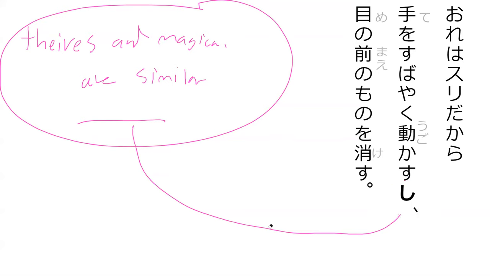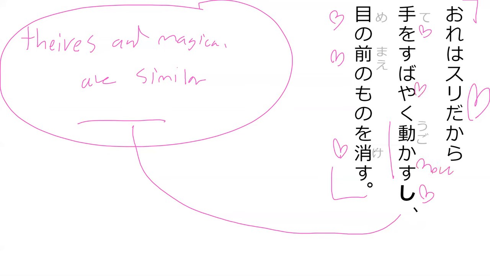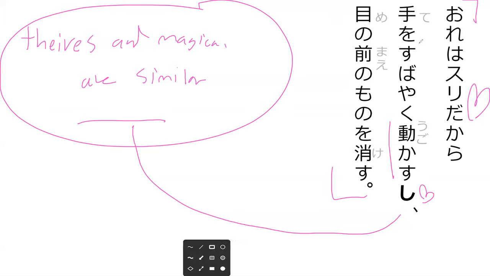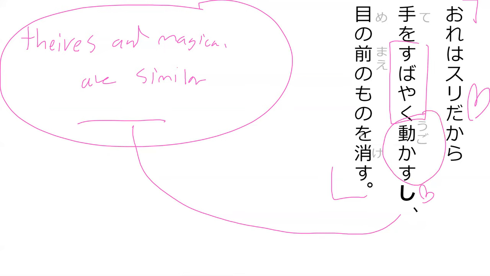So let's go read the sentence. What does this say? It says, "Ore wa suri dakara te o subayaku ugokasu shi me no mae no mono o kesu." Because I am a thief, I quickly make things disappear. So is "subayaku" modifying one of these verbs? Do you think it's modifying the verb it's right next to, "ugoku," or the verb really far away, "kesu"?